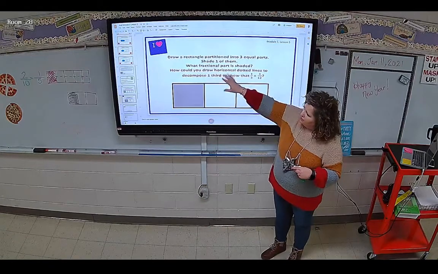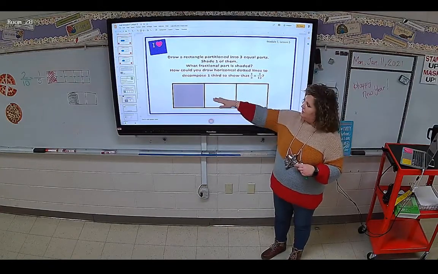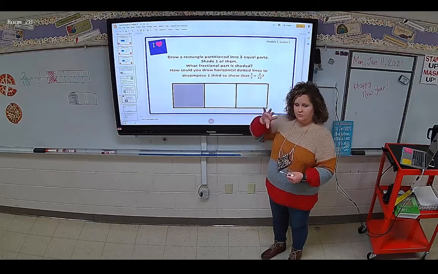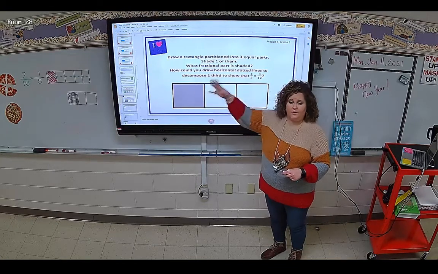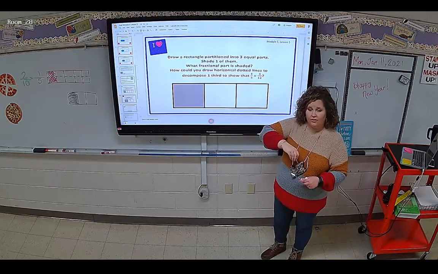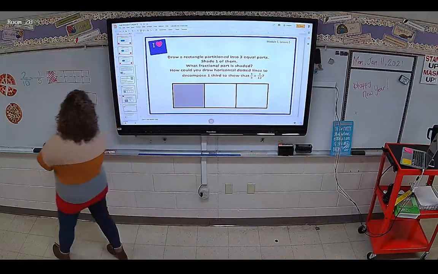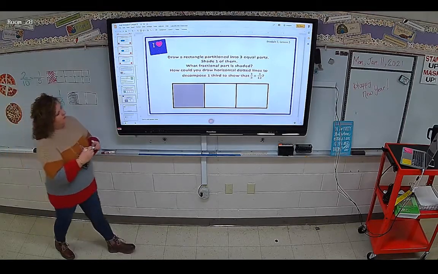What fraction is shaded? Caesar, what is this fraction? 3 1s. Do it the other way. 1/3. There you go. Okay, so this is showing 1/3 is shaded.